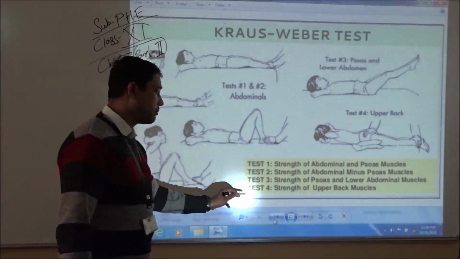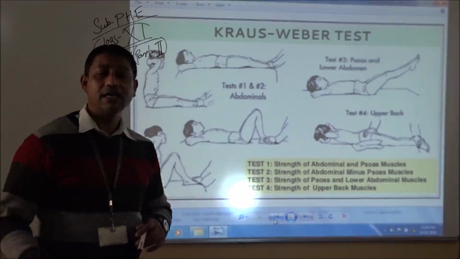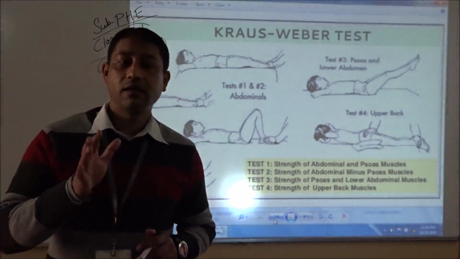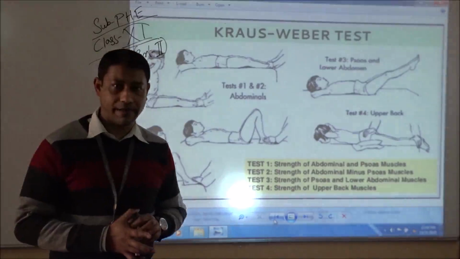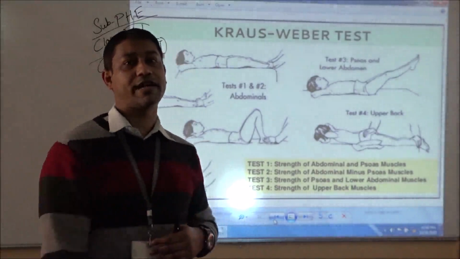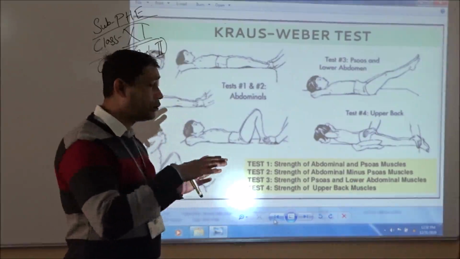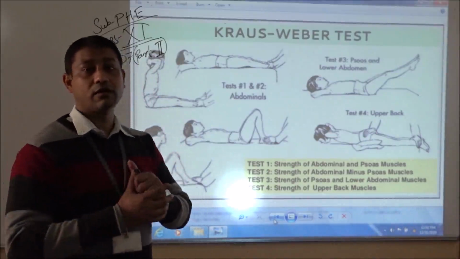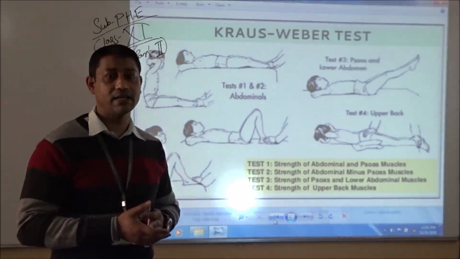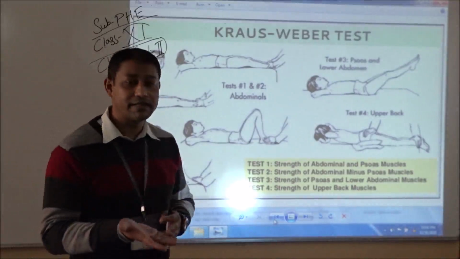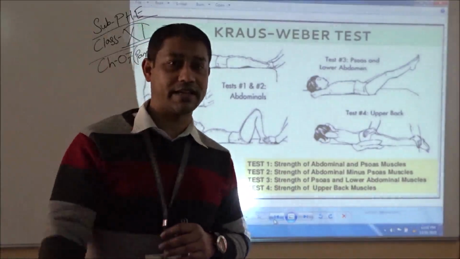The fourth test measures the strength of the upper back muscles. You can see under the fourth test, the subject is asked to lie down in prone position. Prone position means the subject's chest is in contact with the floor. The examiner gives support by pressing the lower body of the subject to the ground. The subject is asked to raise his upper body, that is head, shoulder and chest area, 10 inches above the ground and maintain that position for 10 seconds.